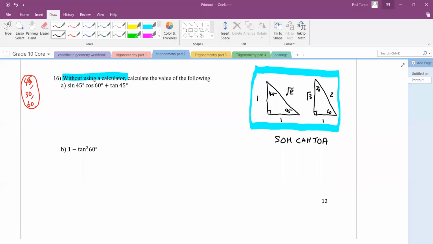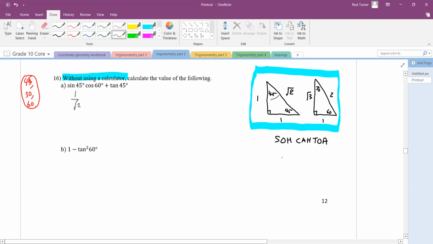So we refer to these two special triangles and SOHCAHTOA, and you should be able to do all of these. You may just have problems with fractions at times. So sine 45 is, sine is OH, sine is opposite, so opposite on hypotenuse. So that would be 1 on root 2.